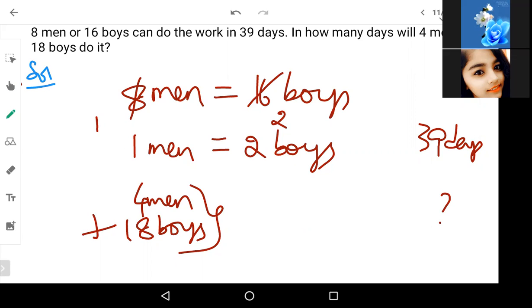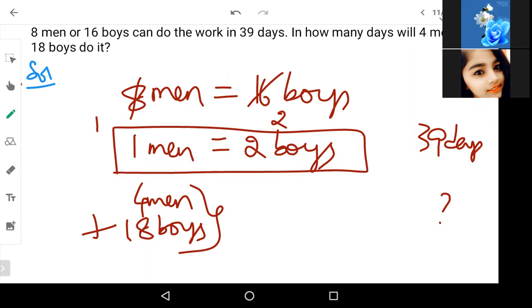Now, since we know 1 man is equal to 2 boys, we can change the number of boys to men, or we can change the number of men to boys. Anything we can do, there's no problem with that. And then we'll form the ratio, put that into proportion, and solve it. Now we have to define the proportion.